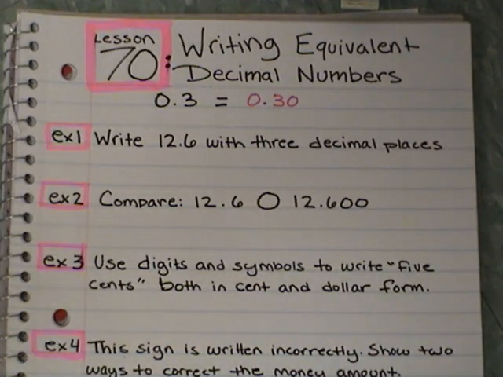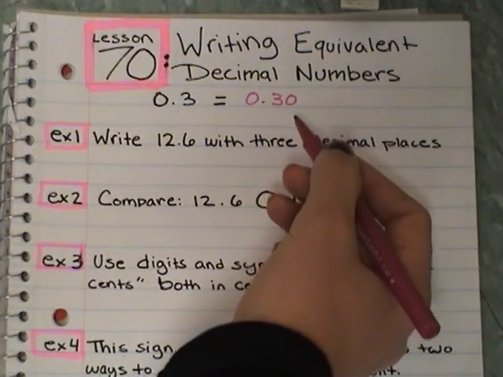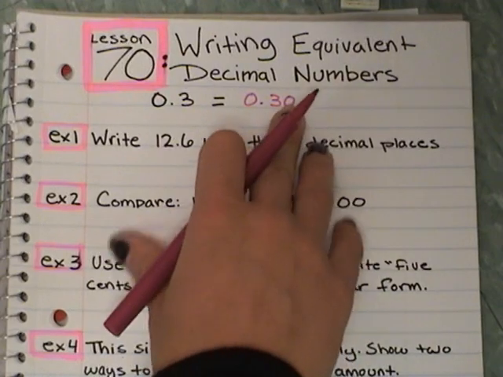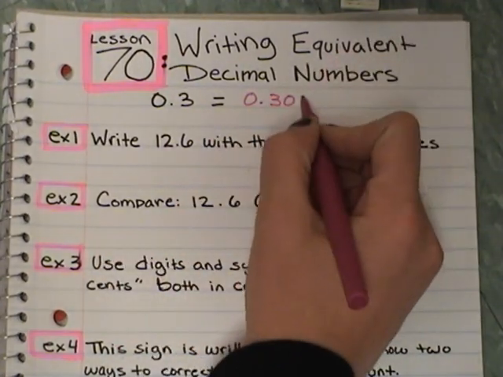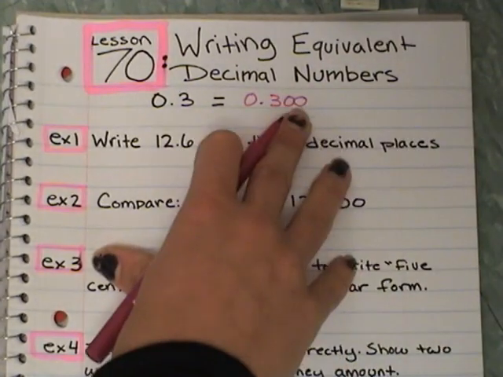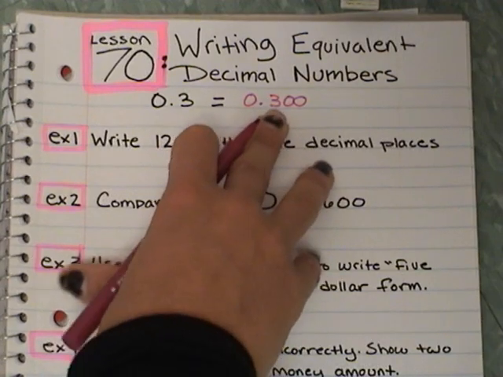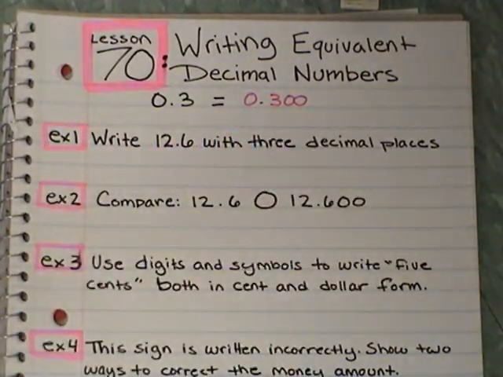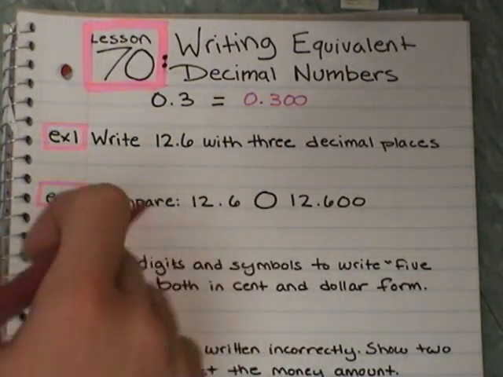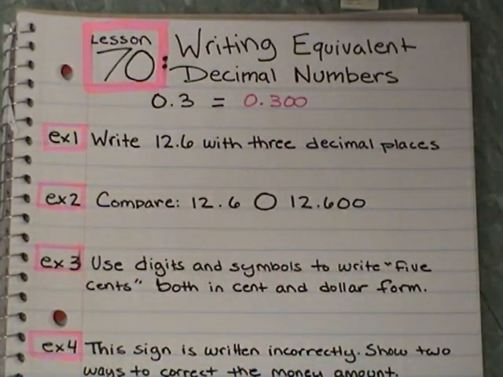And it still is the same number because we're saying there is zero in this hundredths place. There's also 0 in the thousandths place, but there's still a 3 in the tenths place. So these numbers are exactly the same because it doesn't change the place value of that 3. So for the first example, it says write 12.6 with 3 decimal places. Go ahead and pause your video and see if you can do that.